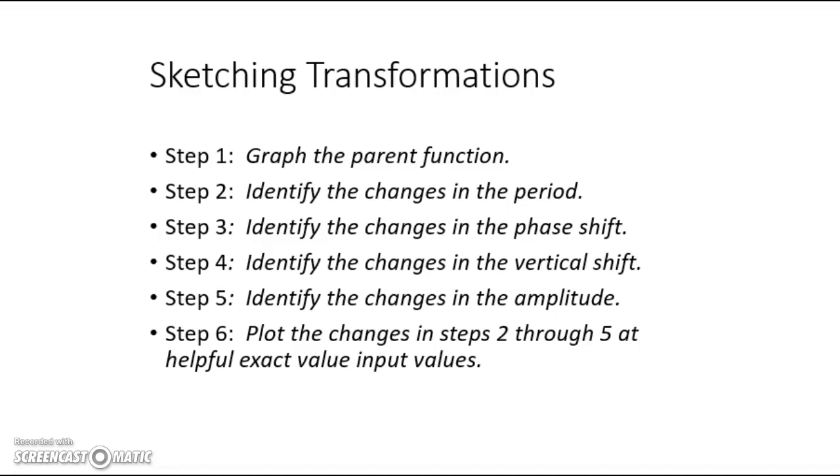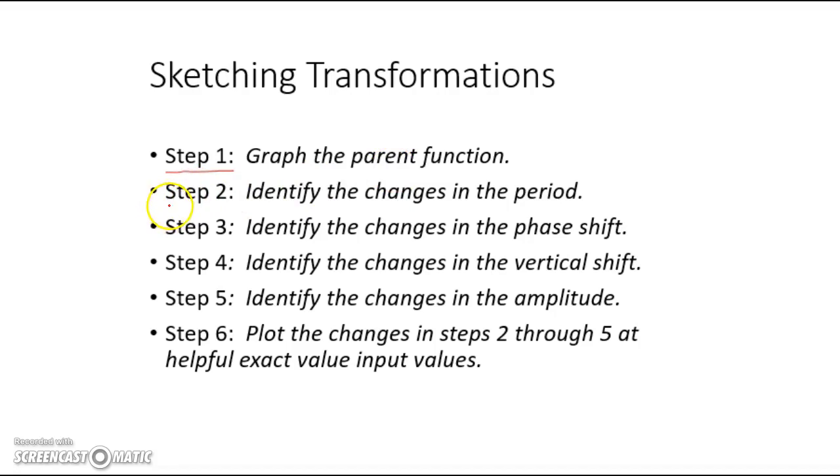So here is a step-by-step process that we need to go through to actually graph these transformations of sine and cosine. The very first step is to graph the parent function. As you saw in the last couple of lessons, graphing that parent function and taking those interesting points, the zeros and the maxes and the mins, and shifting those up or down or right or left helps us a lot when it comes to all of these other changes.